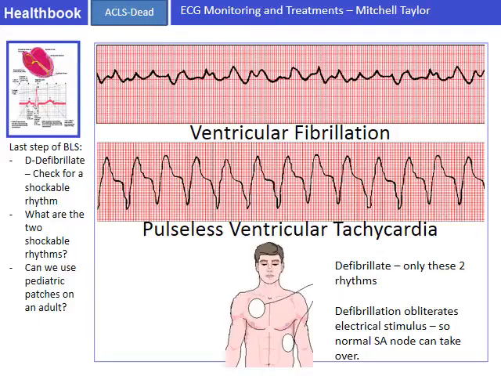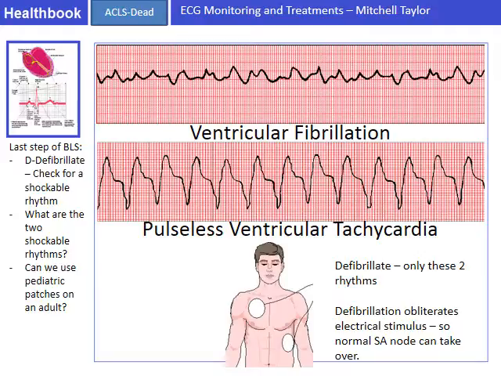So we need a lot of electricity to do that. And so when we talk about defibrillating at 360 joules or less with a biphasic one, we will talk about overwhelming the heart or stunning the heart and obliterating the electrical stimulus. So we need a lot of electricity to overwhelm the heart.